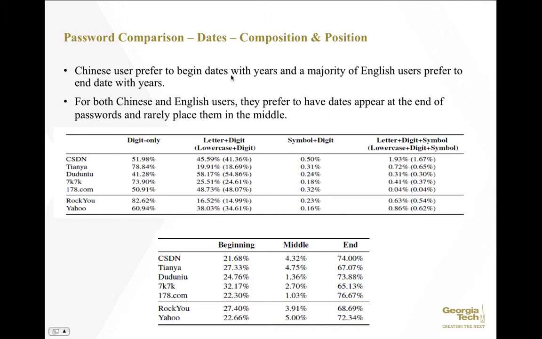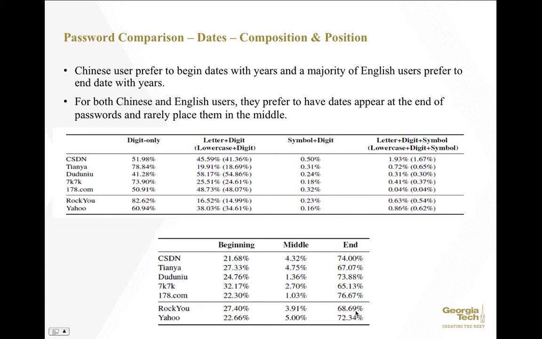Also for dates, the order compares the composition and position. For both Chinese and English users, they prefer to have dates appear at the end of passwords and rarely place them in the middle. As this table shows, both English users and Chinese users usually put the dates at the end. Some of them put it at the beginning, but only a few put them in the middle.